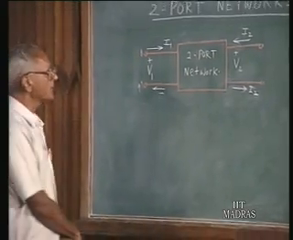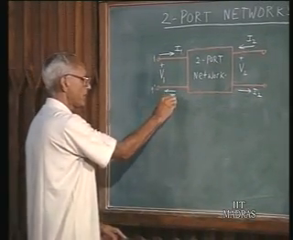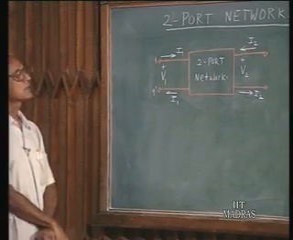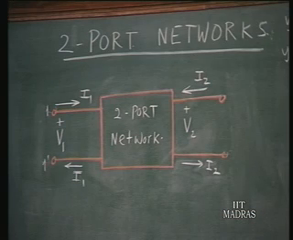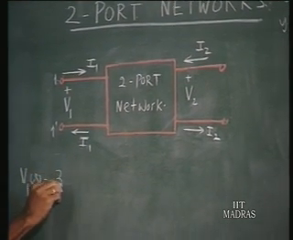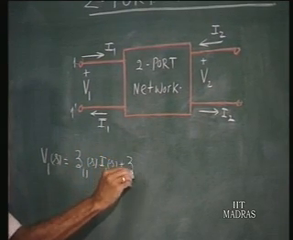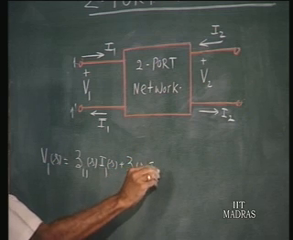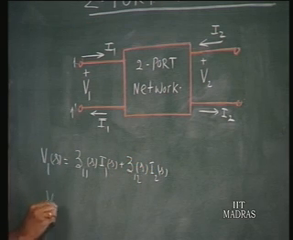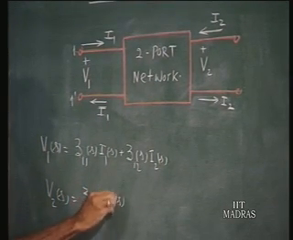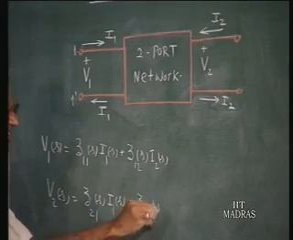I mentioned earlier that out of these 4 quantities V1, V2 and I1 and I2, we can take any 2 as the excitation quantities and take the other 2 as responses. Let us now consider that the currents are excitations and the voltages are the responses. Therefore, I can write V1 of S as an impedance Z11 of S multiplied by I1 of S plus another impedance Z12 of S multiplied by I2 of S, and similarly the second voltage is Z21 of S times I1 of S plus Z22 of S times I2 of S.